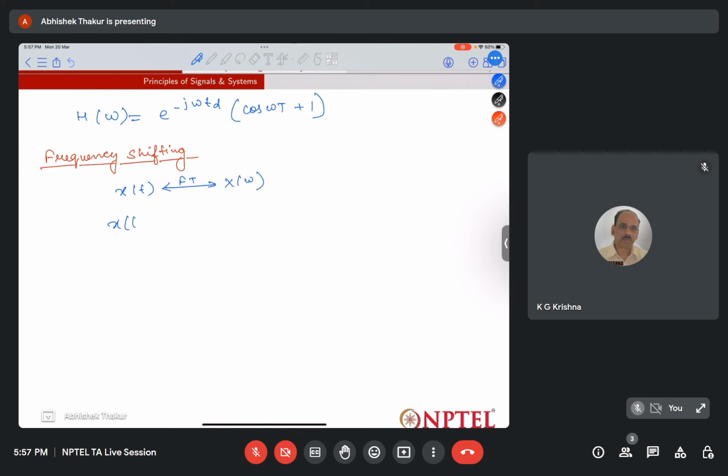So the Fourier transform of x(t) times e to the power j omega naught t will be X of omega minus omega naught. This you can prove simply using the Fourier transform formula. Next is time scaling. These are also taught in the classroom, like the NPTEL weekly lecture.